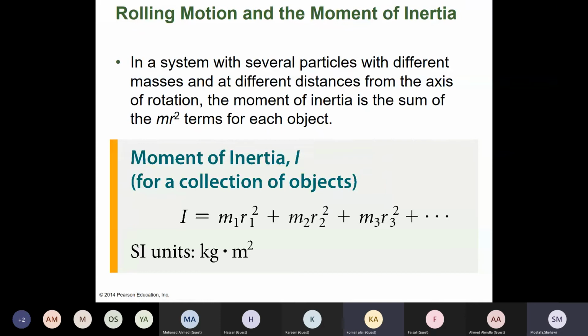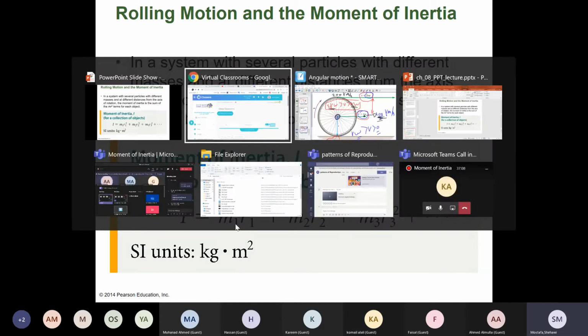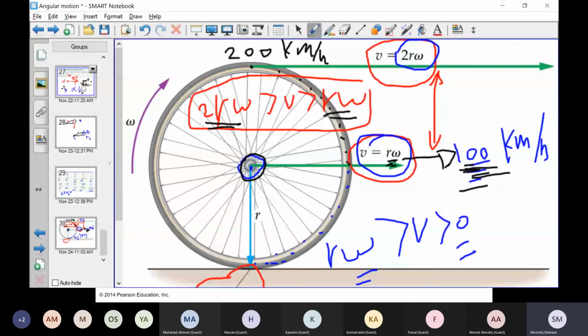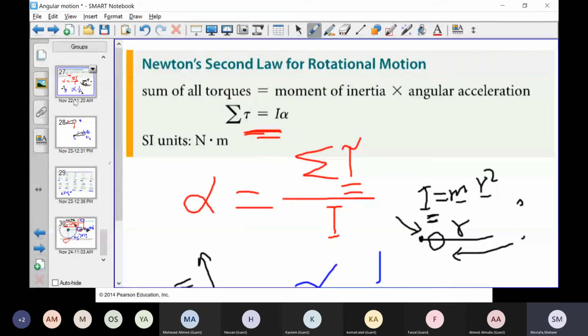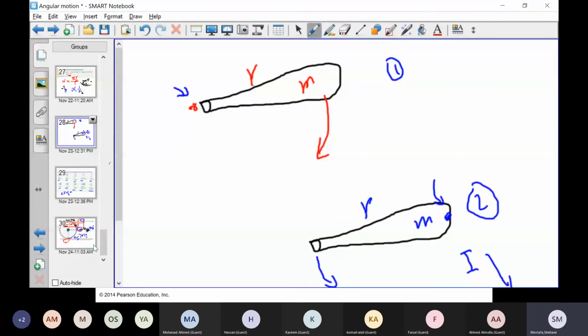In a system with several particles with different masses and at different distances from the axis of rotation, the moment of inertia is the sum of the mr squared terms for each object. So that's it. If you have more than one point mass, we have explained that yesterday. I don't think that we typed it here. But if we have more than one object that is rotating, I can do that for you in a new slide.